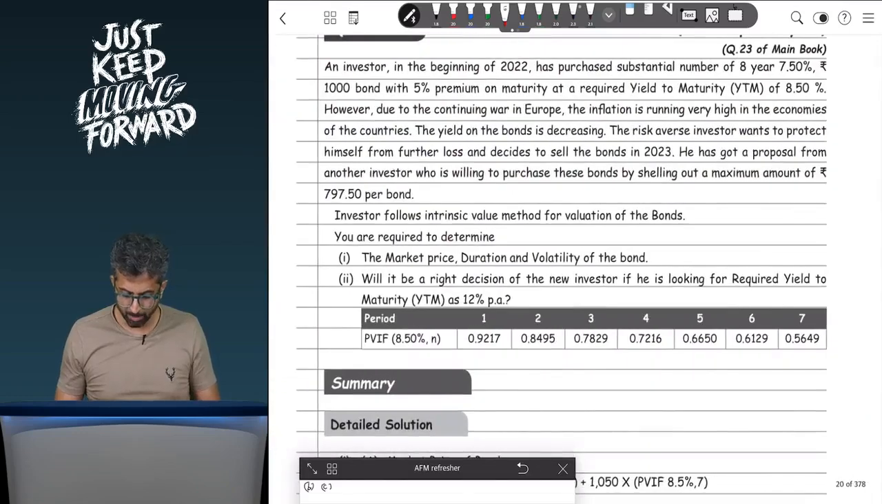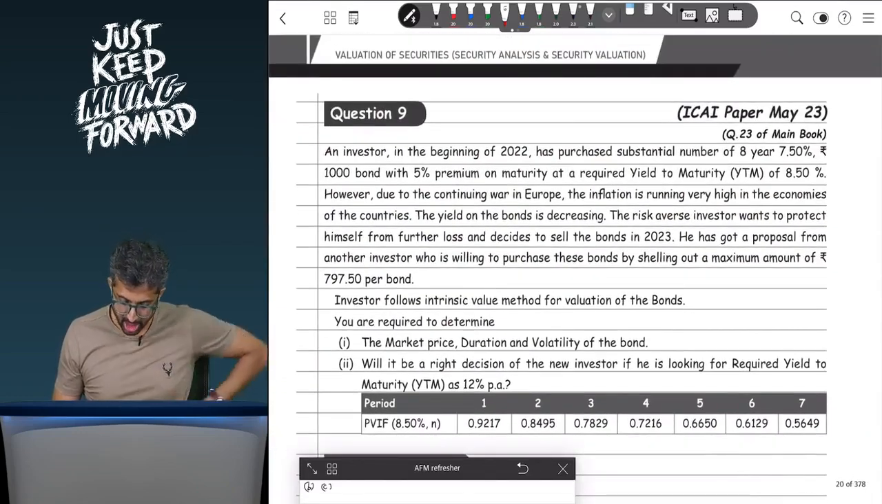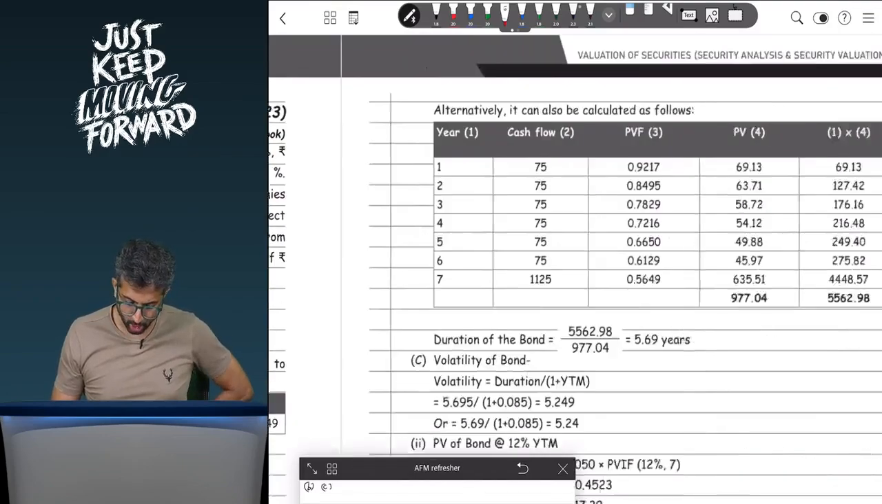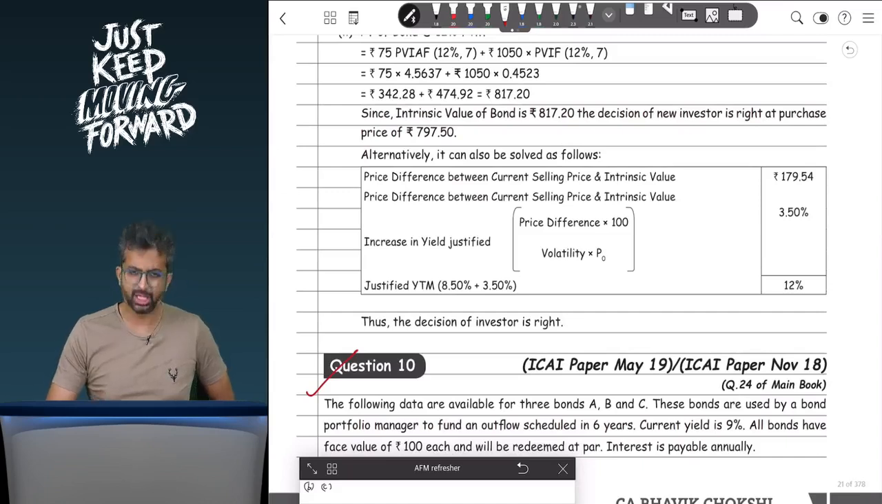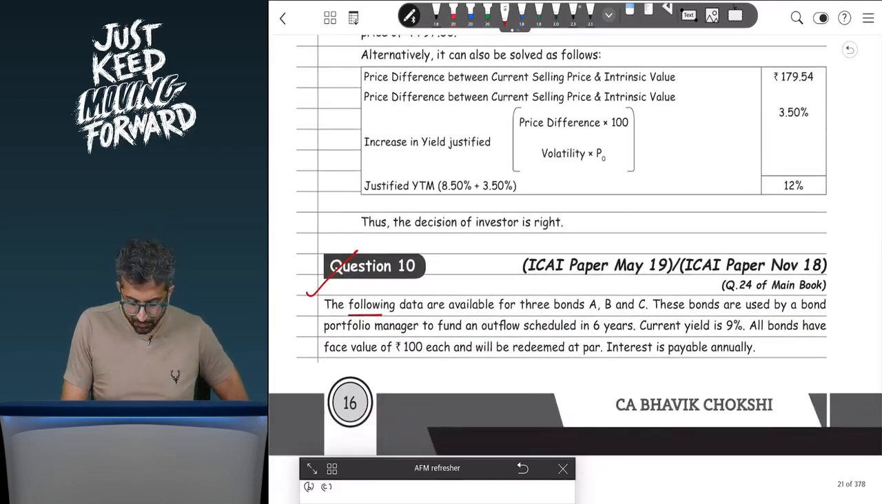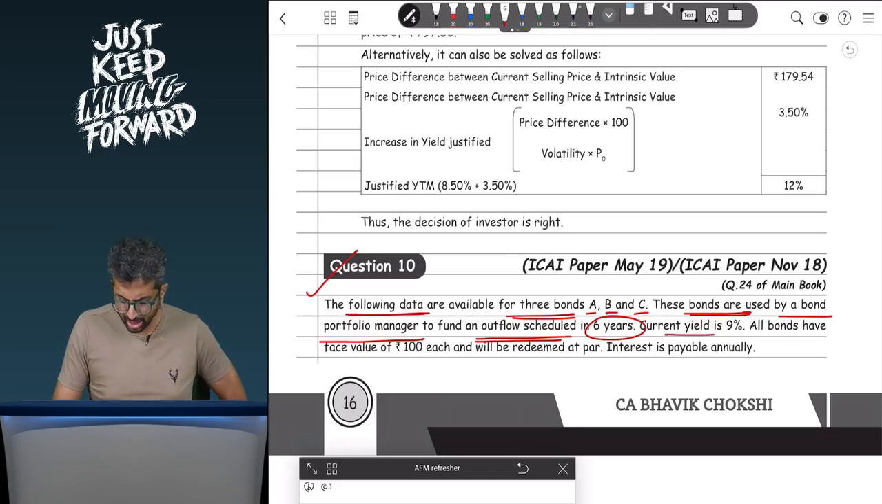Yes, okay. So before tomorrow's class, I want you to try a particular part on your own. Question number 10. In question number 10, only part 1. So that you practice duration on pen and paper on your own. That's it. So question 10, if we read: the following are the data available for 3 bonds, A, B and C. These bonds are used by a bond portfolio manager to fund an outflow scheduled in 6 years. Current yield is 7%. All bonds have a face value of 100 and they will be redeemed at par. Interest is payable annually.